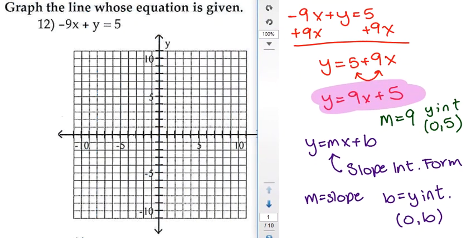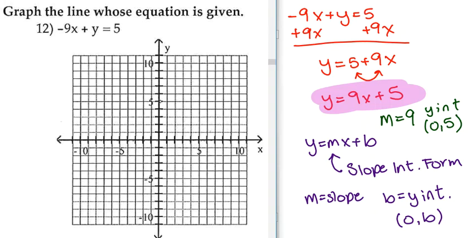Okay, let's go ahead and use the second method that we did, which was changing from standard to slope-intercept form. And let's go ahead and plot this on the graph. So first we're going to plot our y-intercept, which is (0, 5) right here. And then from there, we're going to use our slope, which is 9.